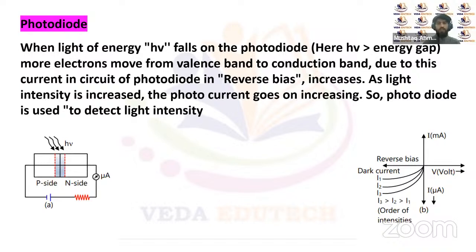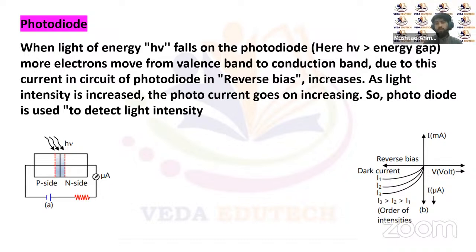Another application of the PN junction diode is the photodiode. What we do in the case of a photodiode is that we make light energy, let's suppose of energy equal to h nu, incident on this photodiode. Now the electrons in the valence band absorb this energy and jump from the valence band to the conduction band.